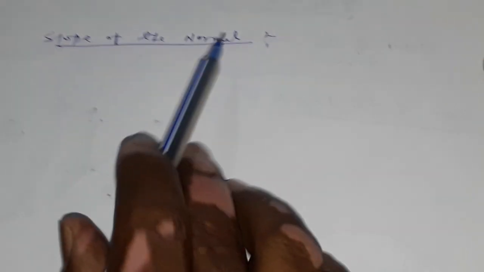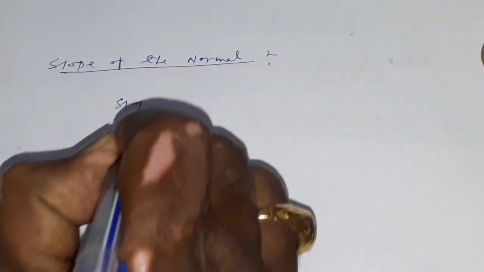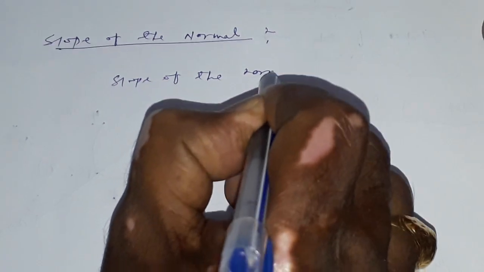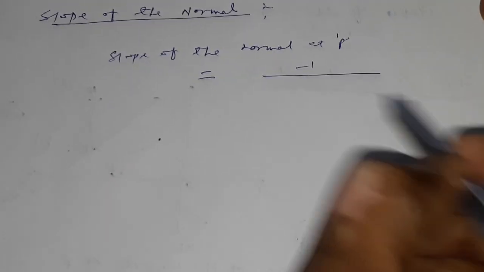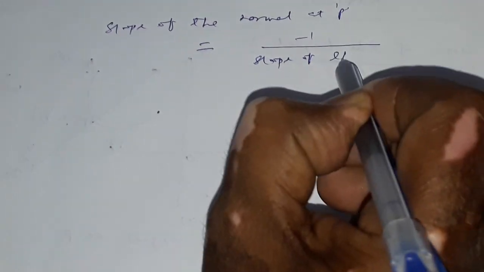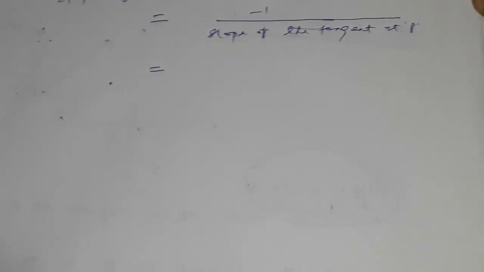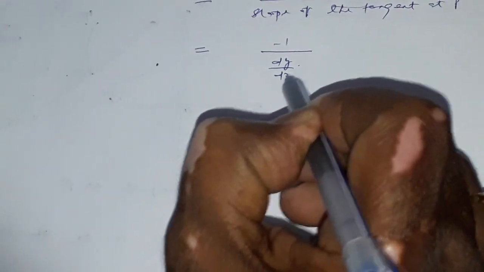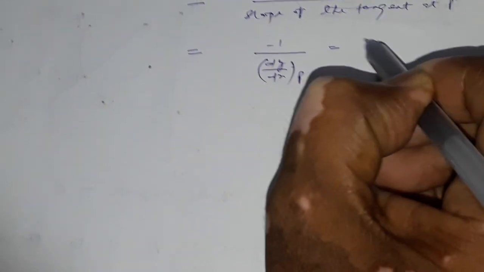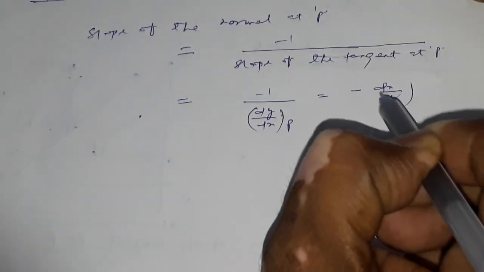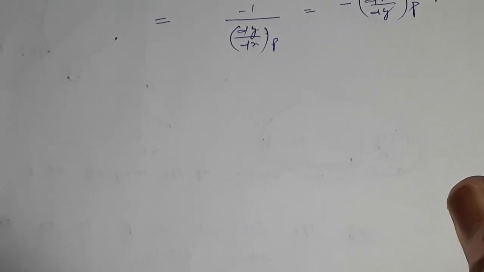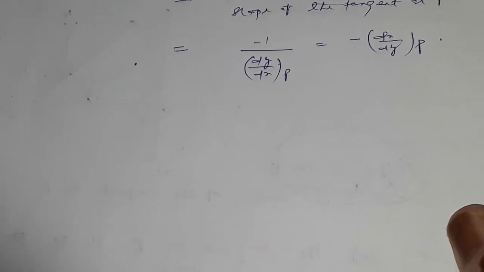Therefore, the slope of the normal at P equals minus 1 by the slope of the tangent at P, which equals minus 1 by dy/dx at P, which equals minus dx/dy at P. Slope of the normal at P equals minus dx/dy at P.